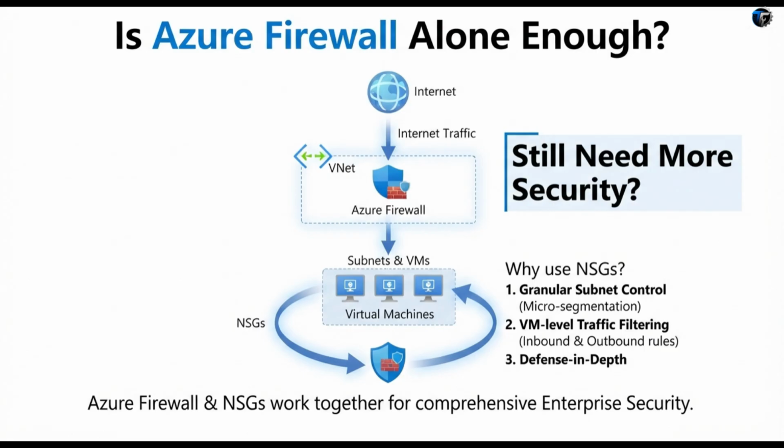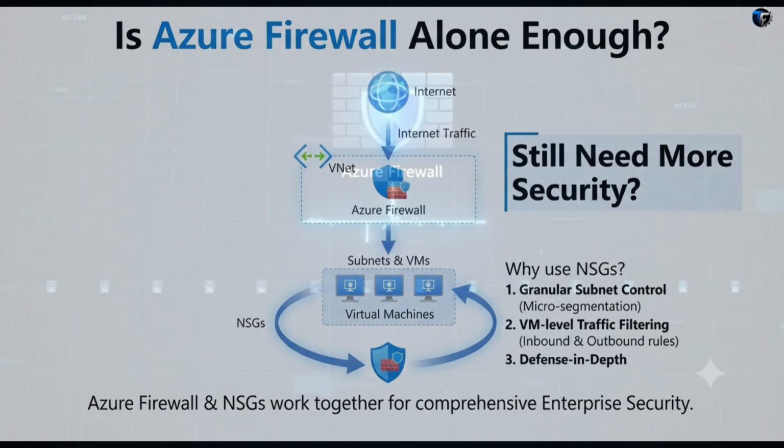Last time we learned how Azure Firewall protects an Azure Virtual Network. But here's a question. If Azure Firewall already filters network traffic, why do Azure architects still deploy network security groups? Isn't that duplicate security? Actually, no. Today you'll understand why almost every enterprise Azure environment uses both Azure Firewall and NSGs together.